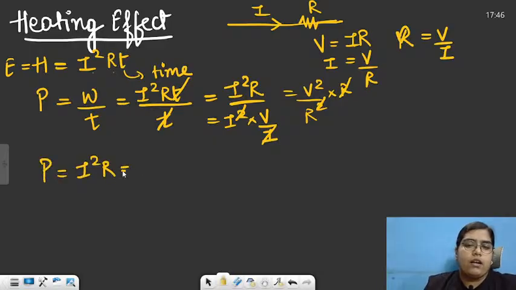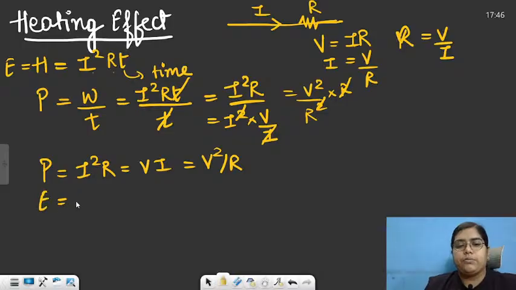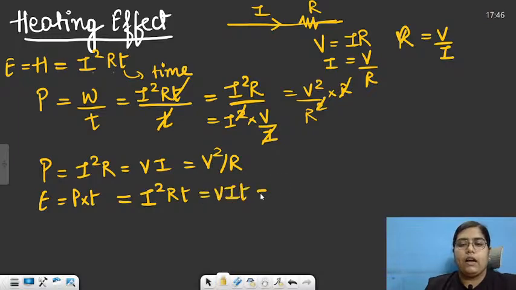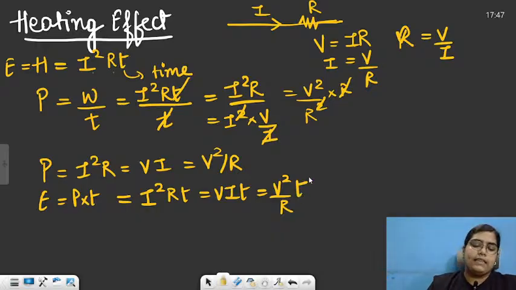I square R, V into I, or V square by R. All these three formulas are used for calculating the power consumed by any resistor. And if we multiply this power with time, we will get energy or heat. So for energy, again, we have three formulas: I square RT, VIT, or V square by R into T. These are the three formulas for energy.